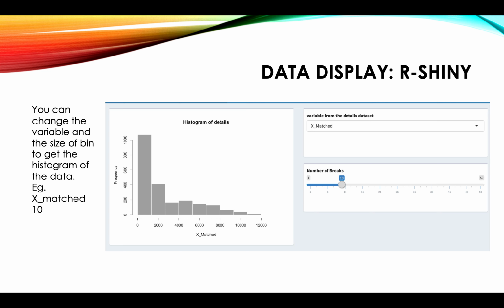In the dashboard, the user can choose the variable and the size of bin to get a histogram of the data. For example, they can choose X matches in the variable part and 10 for the bin size. We can tell that the samples are distributed in the interval from 0 to 2000.